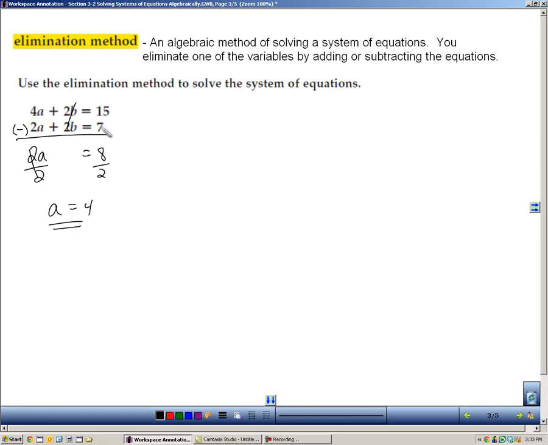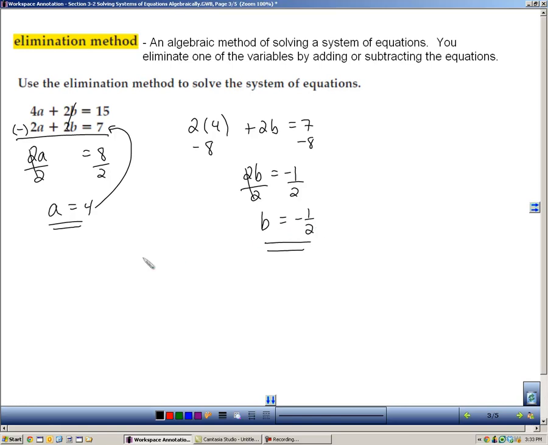Now I'm going to take that and plug it into one of the original equations. I like the second one because the numbers are smaller. So I'm going to plug the 4 in for the a, and then I'm going to solve for the b. It doesn't matter which one of the equations you choose. So subtracting 8, I'm going to have 2b equals negative 1. Dividing by 2, I'll get b equals negative 1/2. Now if you notice, we don't have x and y here. The way you write the solution or the ordered pair is in alphabetical order. A comes before b, so the ordered pair is 4 and negative 1/2.